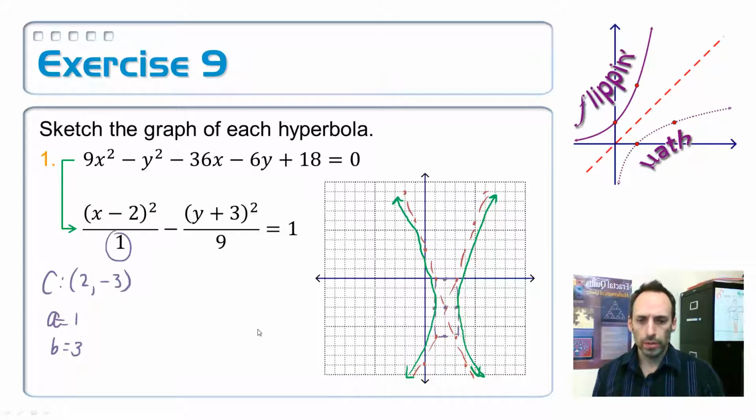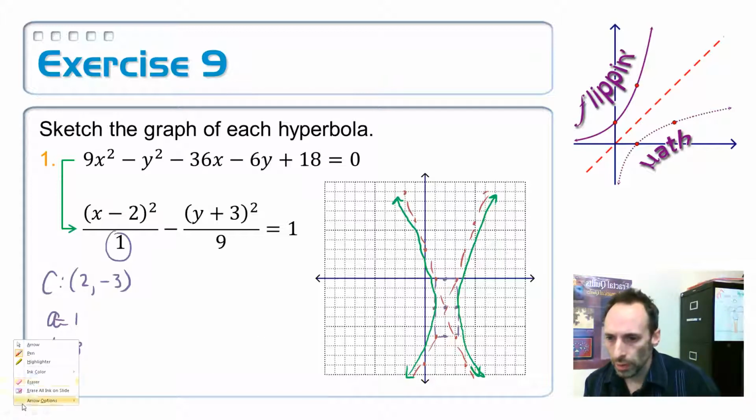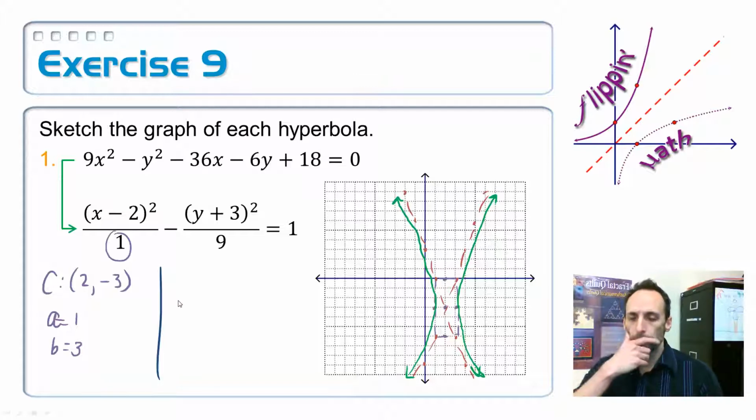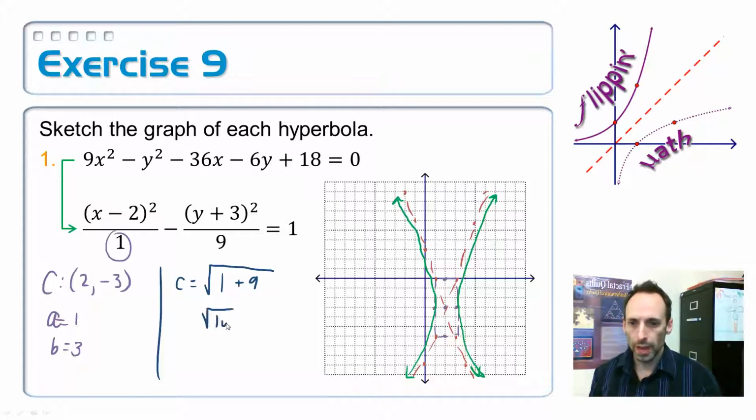Okay, what else? I didn't do foci. Okay, we'll do the foci. I've got to use the regular Pythagorean theorem on this. So c is equal to the square root of a squared plus b squared, which is 1 plus 9, so the square root of 10. So I'm going left and right the square root of 10.